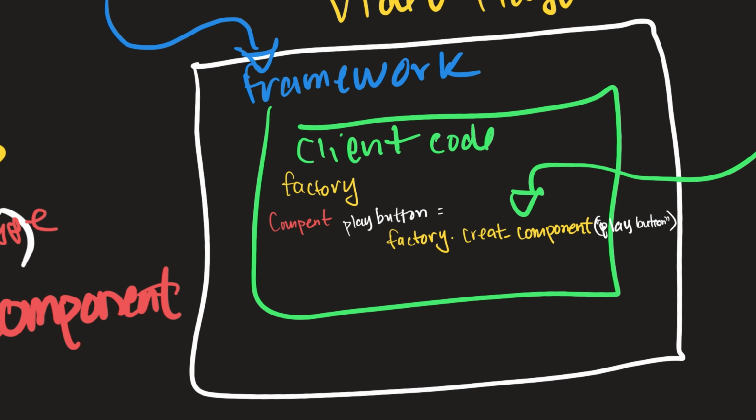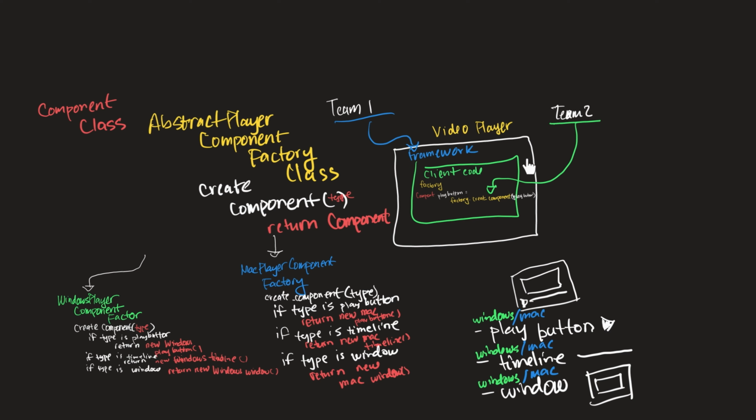So let me zoom this out a bit. When the application starts, the framework's going to check the OS, and depending on the OS, it's either going to inject this Mac player component factory or the Windows player component factory. But from the client perspective, they're just interacting with this abstract player component factory interface. And remember, each of these factories has the create component method, which is the factory method. Now, this is beneficial for a couple of reasons. We're localizing the knowledge of which subclass to delegate to the client code.